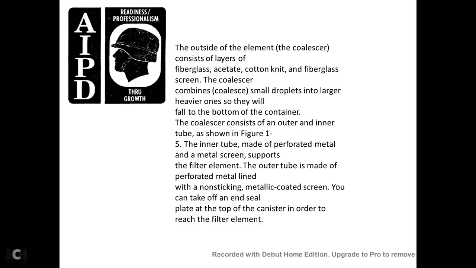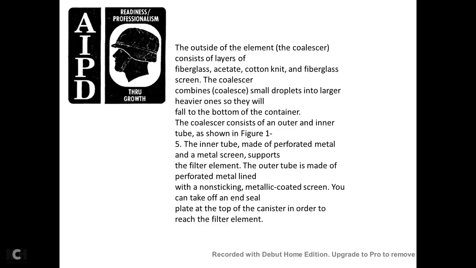The coalescer combines the small droplets into larger, heavier ones that will fall to the bottom of the container. The coalescer contains an inner and an outer tube, as shown in figure 1-5. The inner tube is made of perforated metal. The metal screen supports the filter element. The outer tube is made of perforated metal lined with a non-sinking, metallic-coated screen.